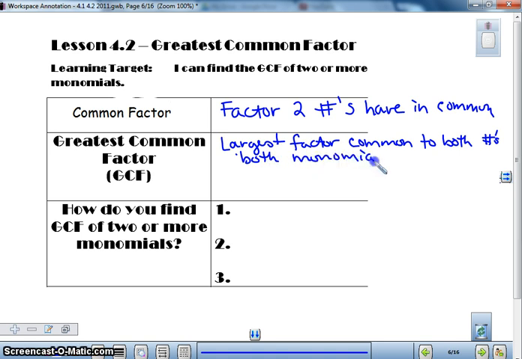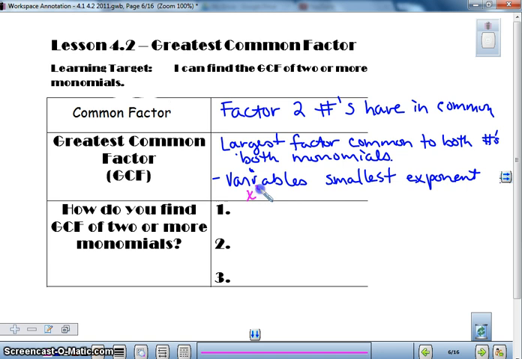Now, the key thing you have to be careful for is that when you look at the numbers, a lot of times it's the biggest factor. But when you look at the variables in a monomial, the key thing you have to look for is the smallest exponent that is common. So, I'm going to give you an example here. If we are thinking about x squared and x to the third, what is the greatest common factor? The greatest common factor would be x to the second, because they both have two x's.